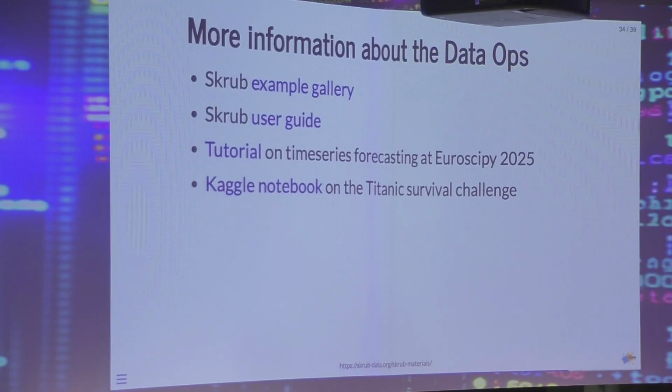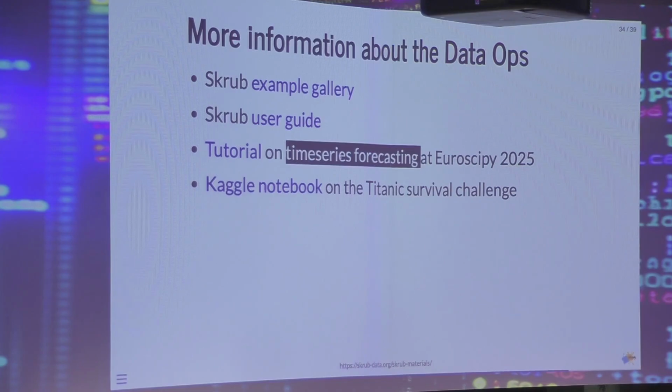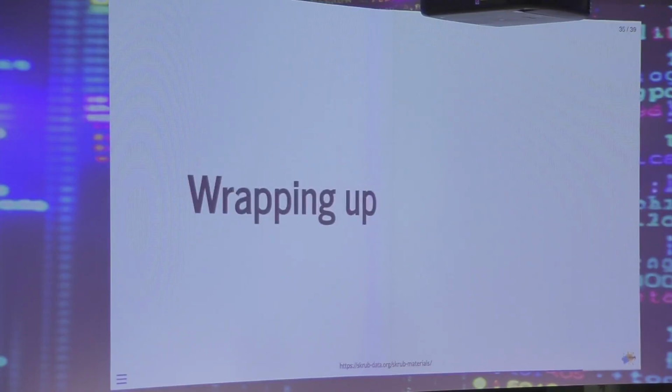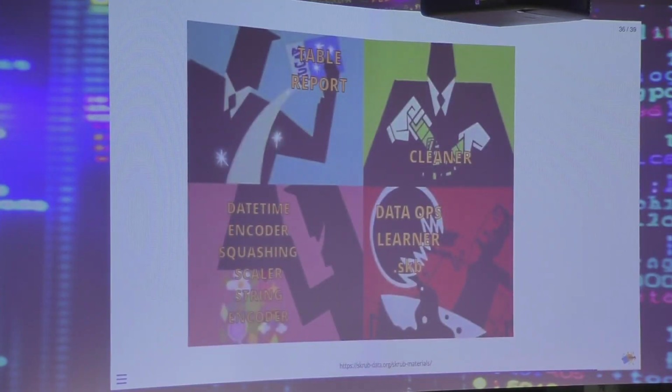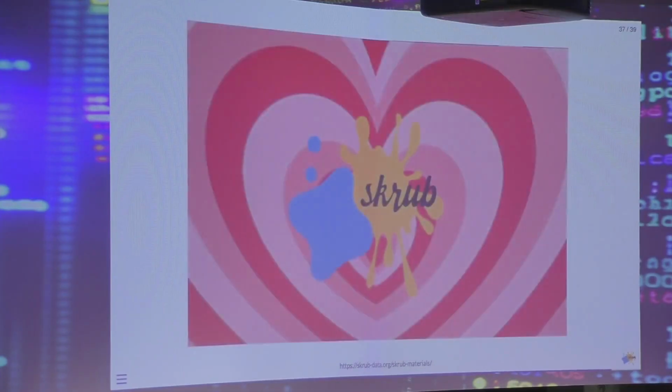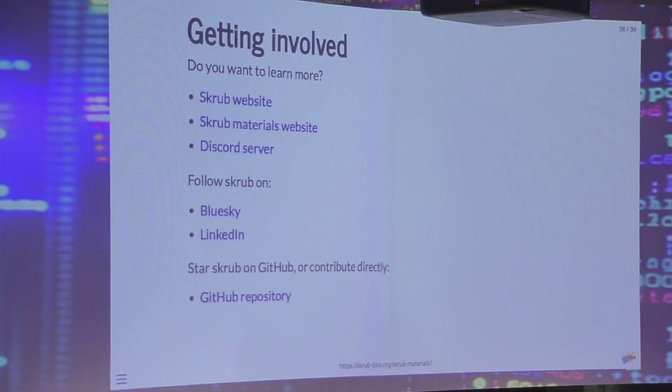There is more information on the main website, of course. The parallel coordinate plot was an example from the tutorial we gave at EuroSciPy 2025 on time series forecasting with Skrub. And yeah, so to conclude, what happens if you put together a table report, cleaning, a lot of powerful encoders, and a bit of chemical X with the DataOps? You get Skrub.